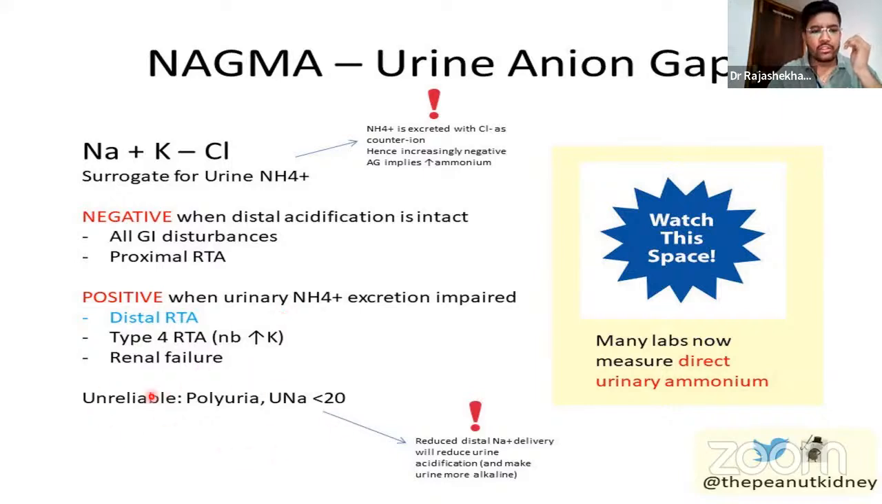Although you cannot use it in the situation of polyuria, the urinary anion gap will be very disproportionate in case of polyuria patients. And nowadays, many of the laboratories directly measure this ammonium concentration instead of going for urinary anion gap.